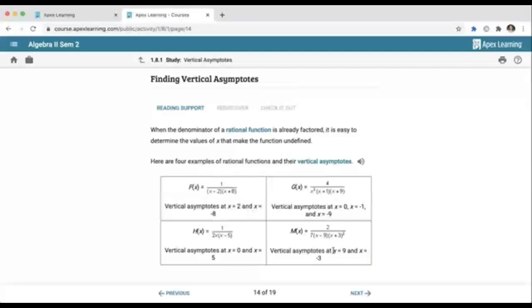Okay. If I have something like g of x here, I could have 3 vertical asymptotes. I've got one at 0, one at negative 1, and one at negative 9. Again, it's just anywhere where that function is going to be undefined. So finding the vertical asymptotes hopefully doesn't seem like something totally brand new here. Again, it's just applying our logic to a new concept.